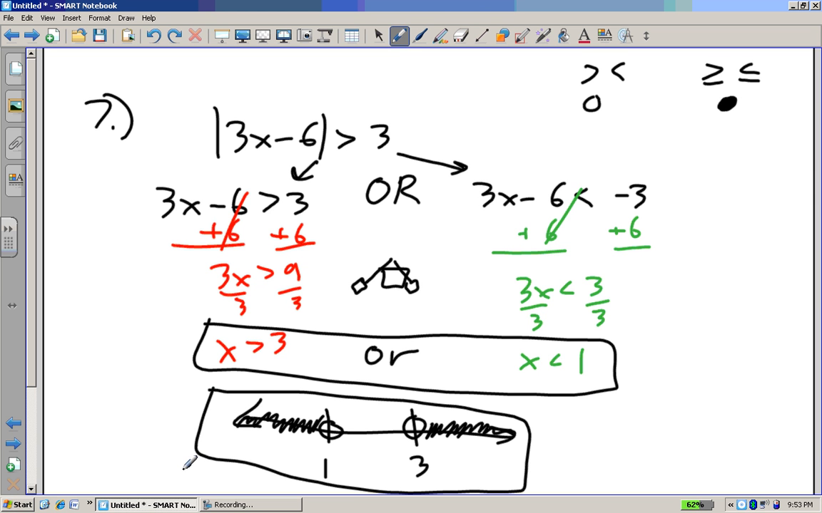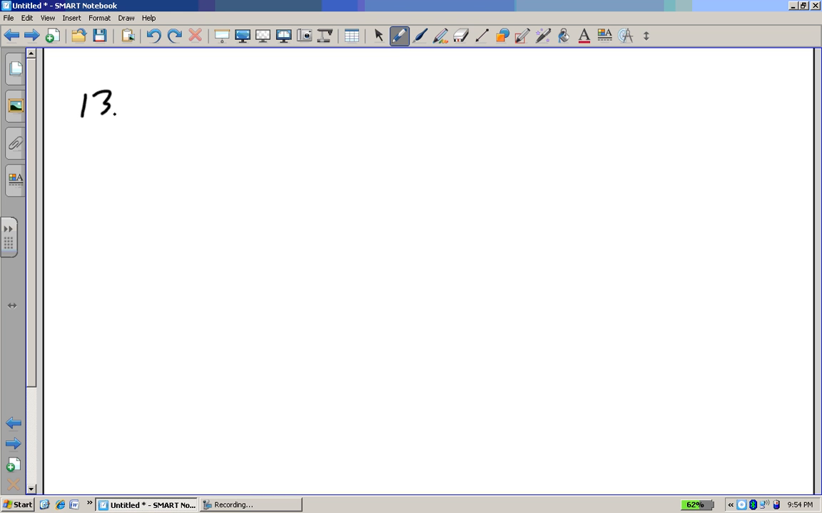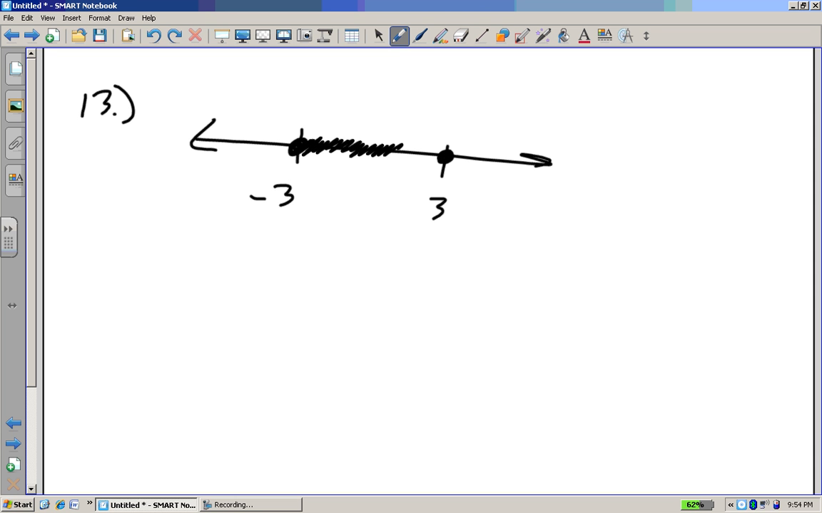Now, in the bottom section, they actually will ask you to go backwards. So in number 13, we're being asked to take a situation like this. We have closed points and shaded in between. And now what we're going to have to do is to actually write the absolute value inequality.